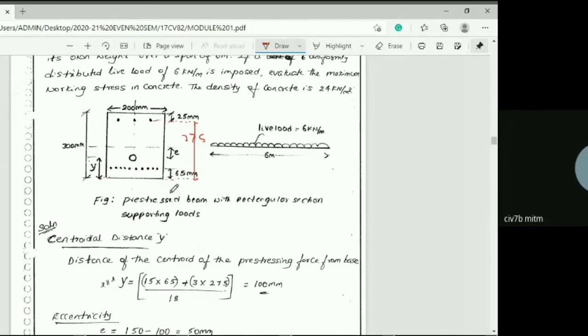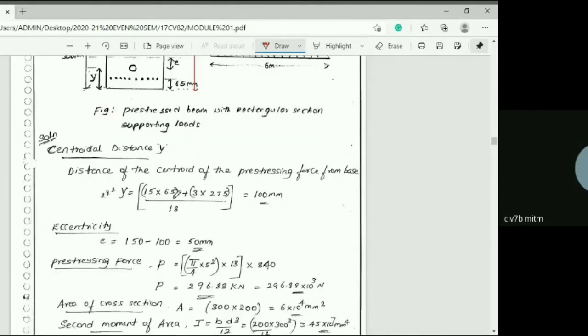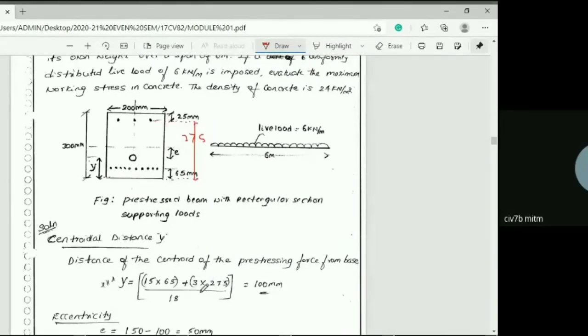Always while calculating the centroidal distance, we need to consider a reference. It may be for a section or for the steel. Now I'm calculating the centroidal distance for the steel, where exactly I need to induce the pre-stressing force, measured from the base. So 15 into 65 plus 3 into 275, divided by the total number of wires, that is 15 plus 3, that is 18. I will repeat: the number of wires multiplied by the corresponding centroidal distance from the base, plus the number of wires on the top multiplied by their distance from the base, divided by the total number of wires, which is equal to 100 millimeter.